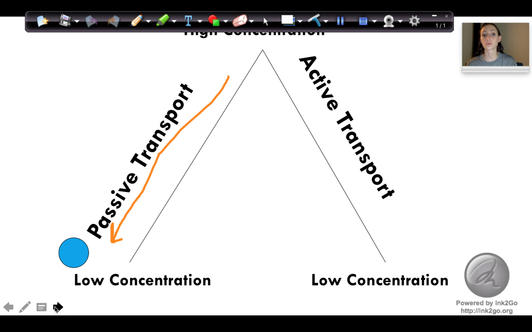No, it's just going to roll down the mountain. So this here, when I go from high to low, I'm going to say no energy. And we already know from the last slide, no energy means I am talking about passive transport. So all we're doing here, guys, is confirming what we just saw in the last set of pictures.